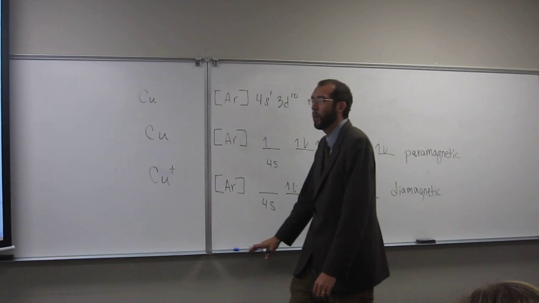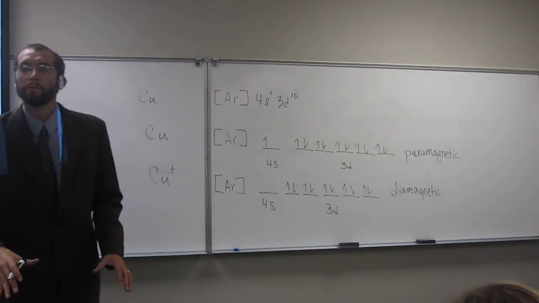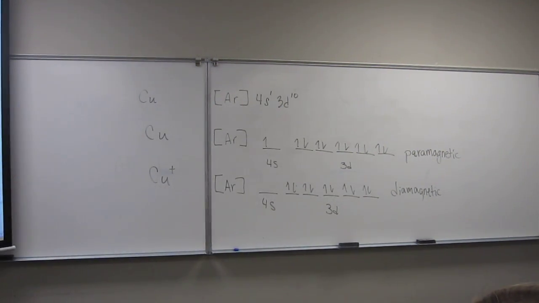Okay. So I hope this emphasizes what we're talking about here. Is everybody okay with what's going on? Got unpaired, you're going to be paramagnetic, you don't, diamagnetic. Okay, any questions on this stuff?